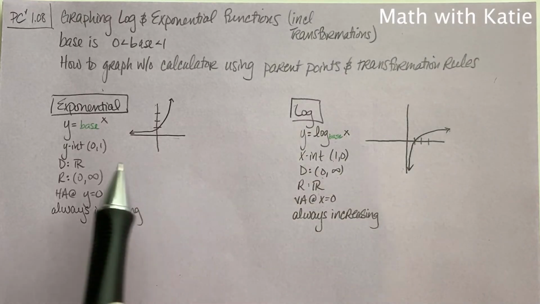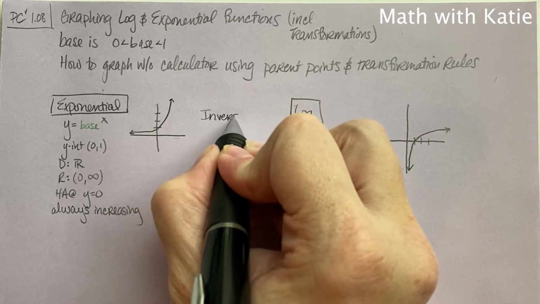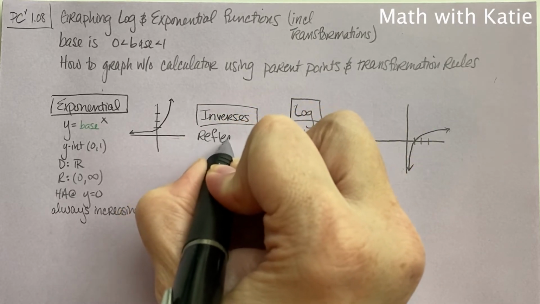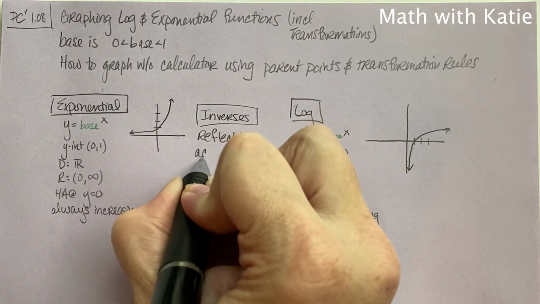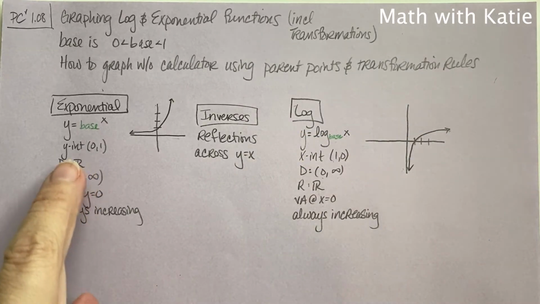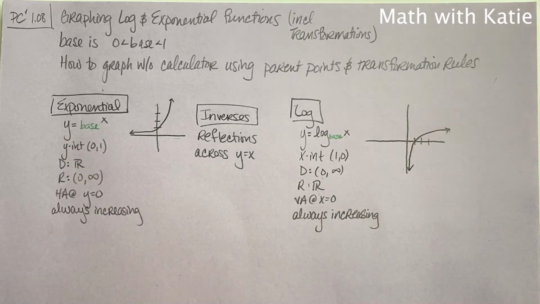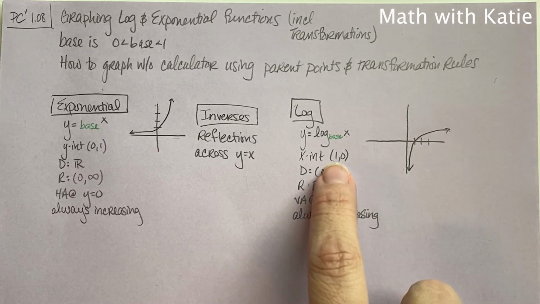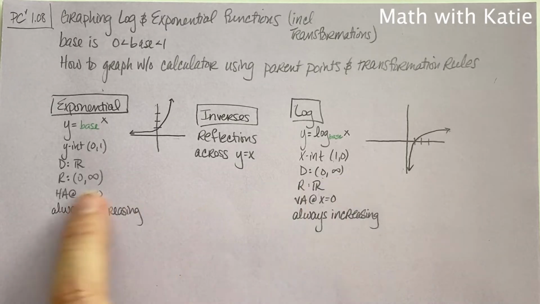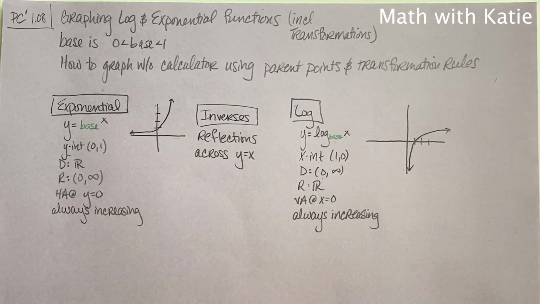Now, what you'll notice is that these are actually inverses of each other, which means they are reflections across the y equals x line. And if you notice, our y-intercept was (0, 1). Again, remember when we were doing inverses, you just flip the x and y. X-intercept is (1, 0). Domain is all real numbers. Range is all real numbers. Okay, same here, same here.